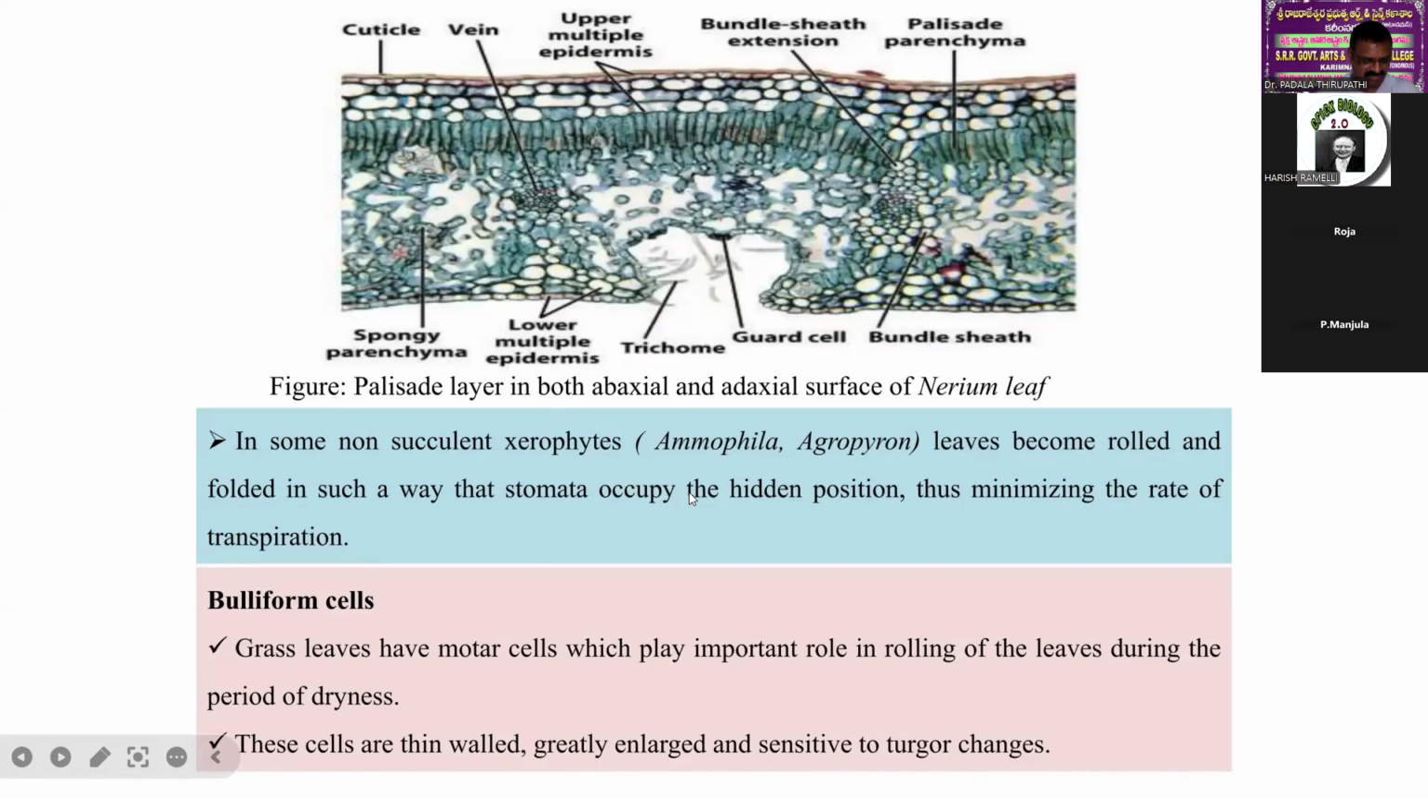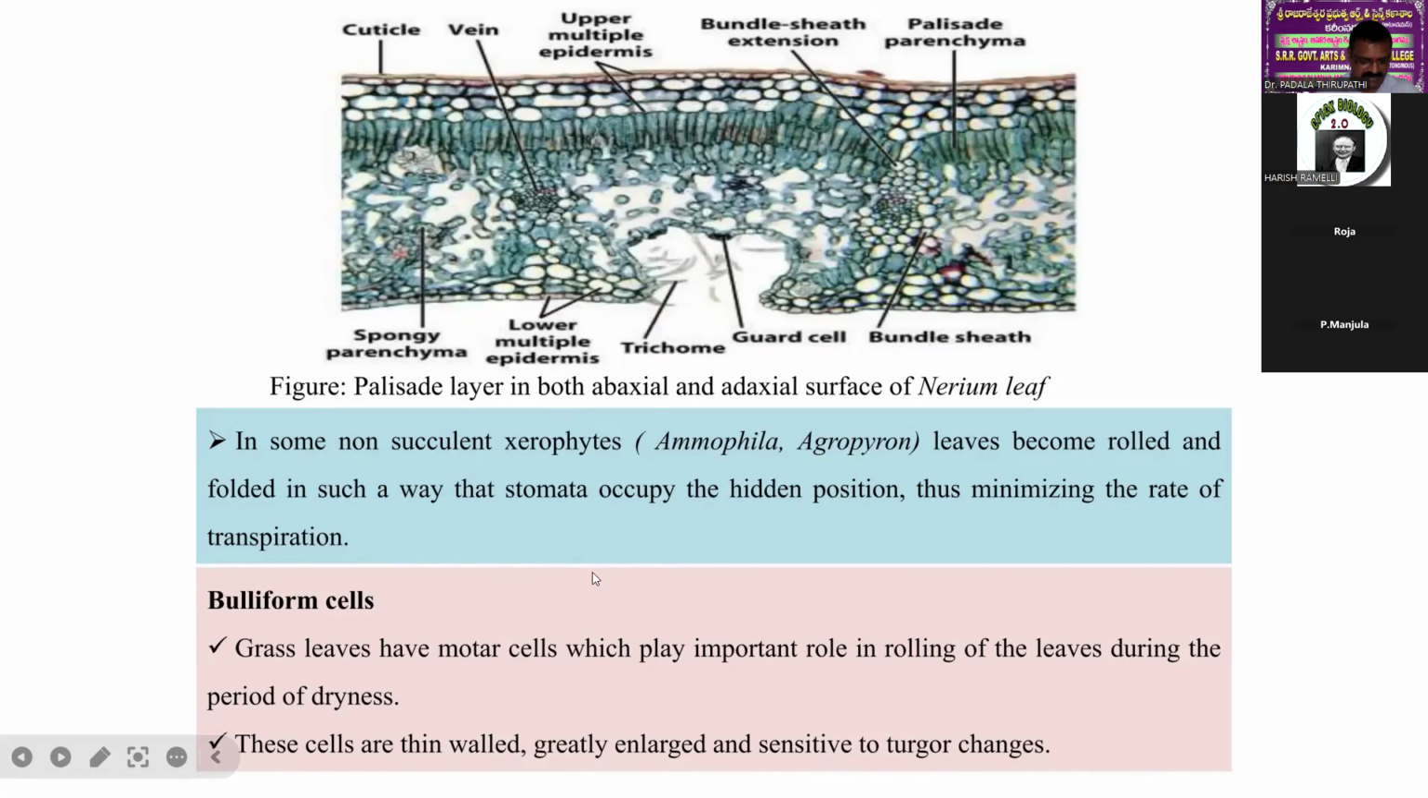In some non-succulent xerophytes, that is in Ammophila and Agropyron, the leaves become rolled and folded in such a way that the stomata occupy a hidden position, thus minimizing the rate of transpiration.